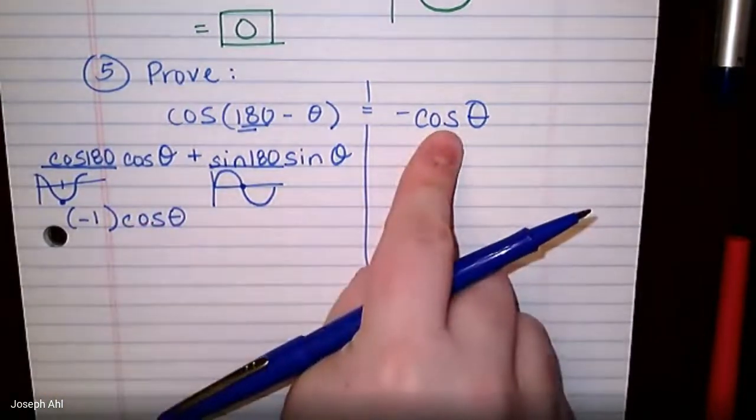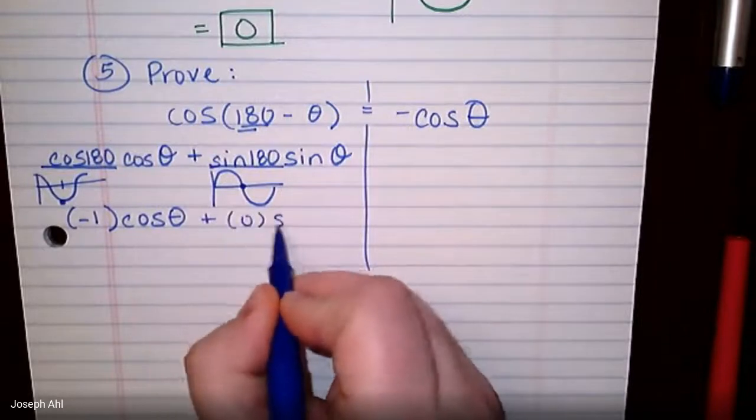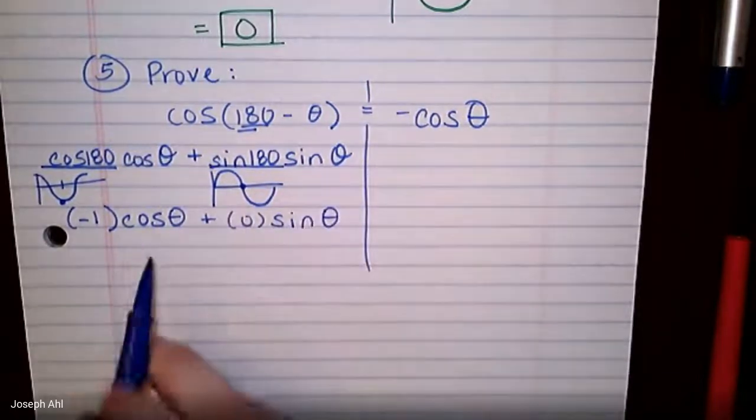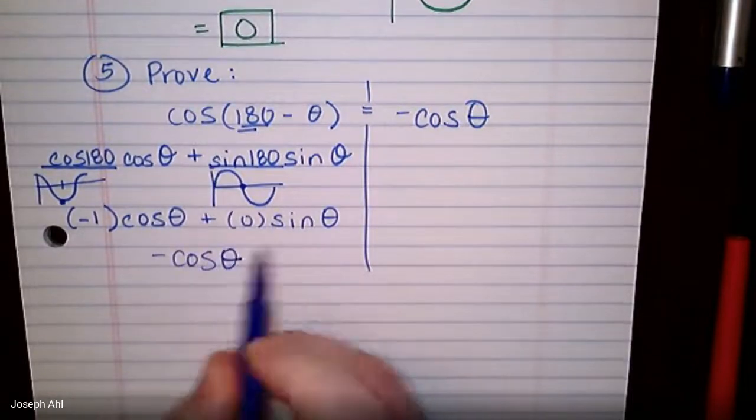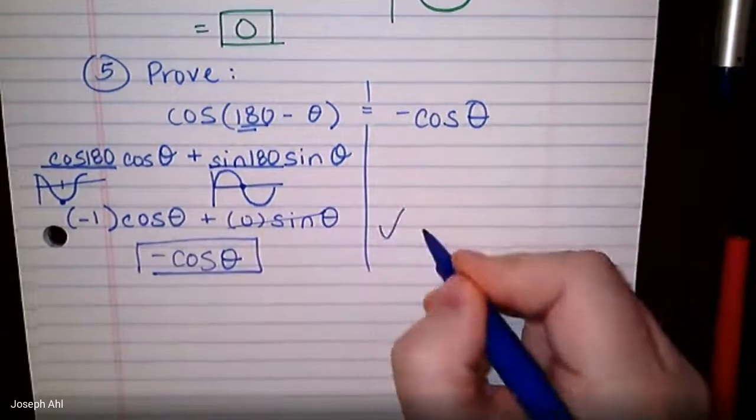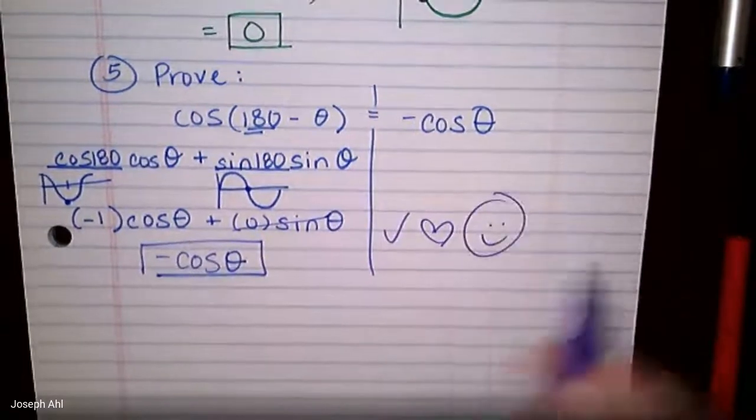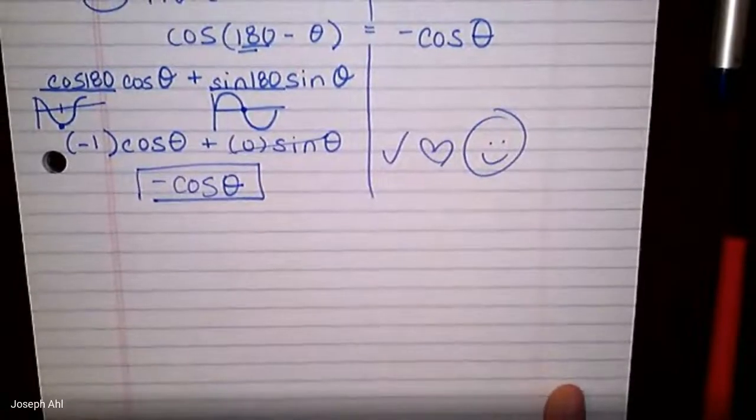That's pretty good news. And then look what happens over here. Sine 180 is 0 times the sine theta. Well, -1 times cos is negative cos theta. 0 times sine theta. Bye-bye. All right. Put a whole bunch of check, heart, smiley faces on that side. That's proven the identity, that does equal negative cos theta.